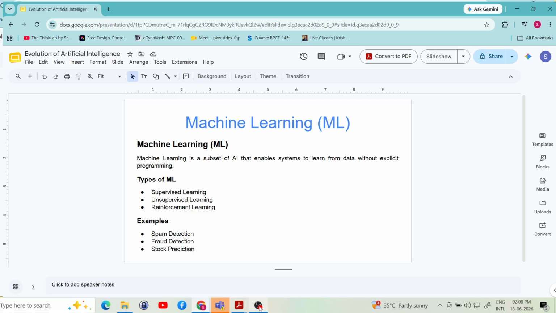So what are the different types of machine learning? They are supervised, unsupervised and reinforcement learning, right? And there are lots of real-life applications of machine learning, such as spam detection, which we have already discussed, fraud detection and stock price prediction, right? In simple form, machine learning is a subset of AI that enables machines to learn from data without explicit programming. That is machine learning.